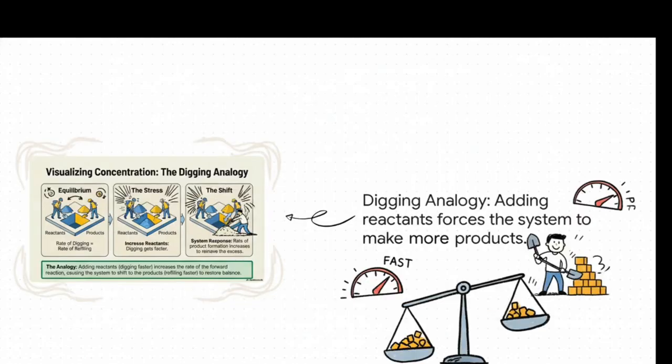Now this digging analogy helps us understand why that shift happens. At equilibrium, the guy digging the hole, making products, is working at the same speed as the guy refilling it, making reactants. The level stays the same. But if you add more reactants, it's like you've given the digger on the left a mountain of dirt. He starts digging like crazy. To keep up, the refiller on the right has to speed up too, which means the rate of product formation goes way up. It's all about rebalancing those rates.